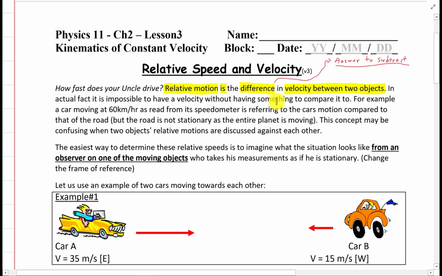Okay. For example, a car that's moving 60 kilometers an hour, read from its speedometer, is referring to the car's motion compared to the road. But the road really isn't stationary. The whole planet's moving. So when it's relative, we have to know what it's relative to when we measure a speed. Okay? This concept may be confusing. So that's why we have a lesson on it.